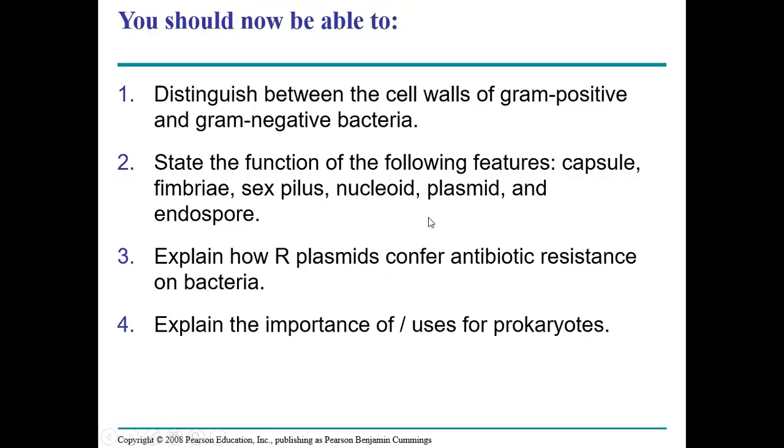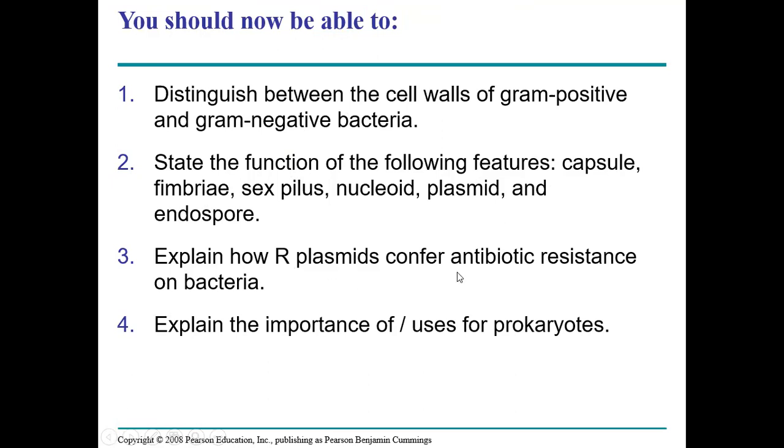Okay. So in today's topic, it is now very clear how to distinguish between the cell walls of gram-positive and gram-negative bacteria. That is clear. State the function of the following features. What is capsule? You know very well. What is fimbriae? What is sex pili? What is nucleoid? What is plasmid? And what is endospore? You have to answer me.